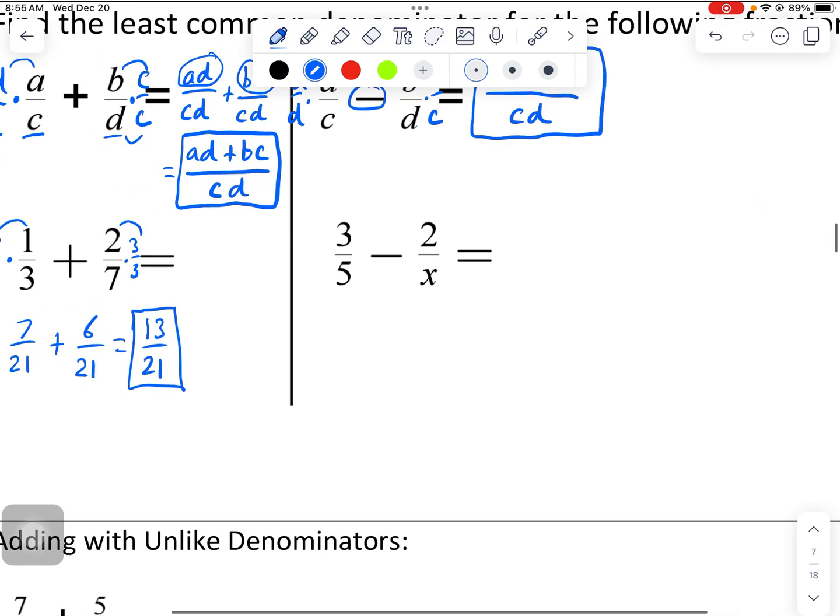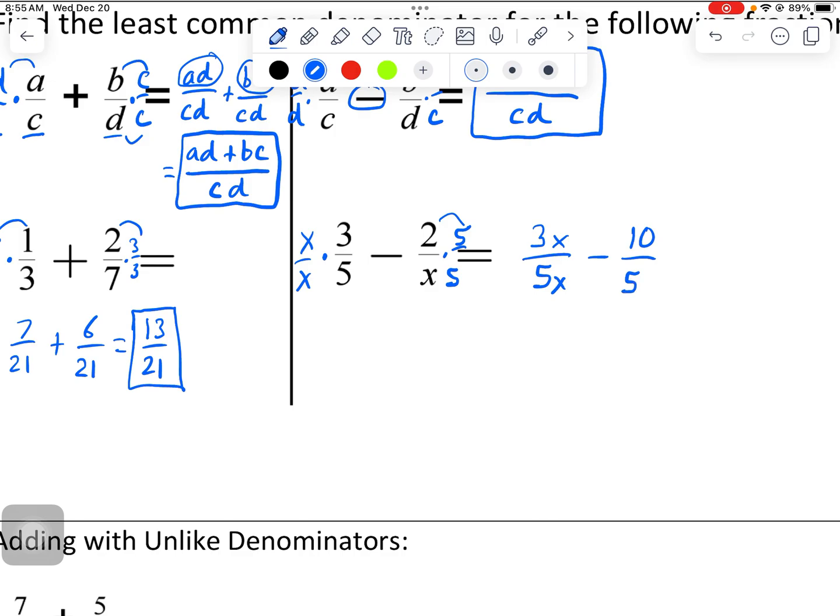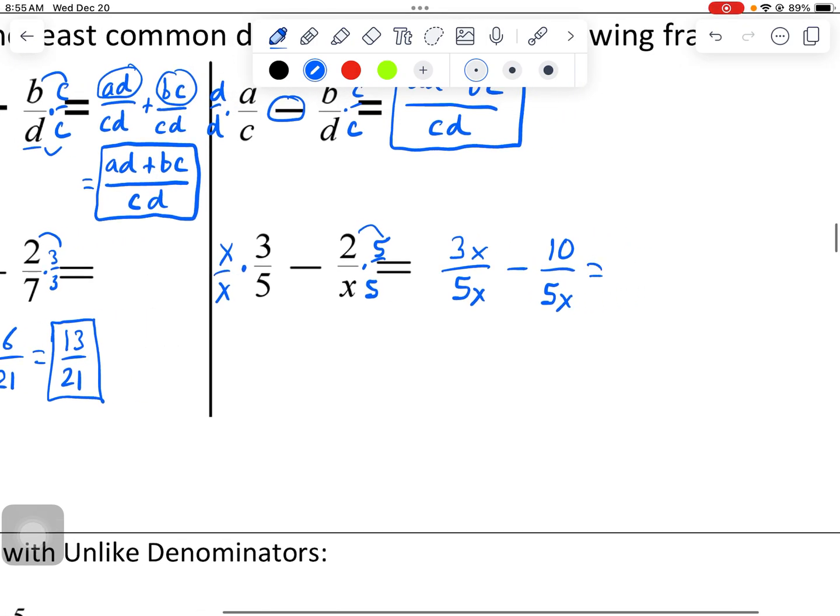And then you're going to run into problems like this, where you have a variable on the bottom and a number in the other fraction. So again, just look for the pieces that you're missing. This one is missing an x, so I'm going to multiply by x over x. This one's missing a 5, so I'm going to multiply by 5 over 5. This first fraction becomes 3x over 5x, minus 2 times 5 is 10 over 5x, and then we're just going to combine them since we do have a common denominator now. So it's 3x minus 10 over 5x.